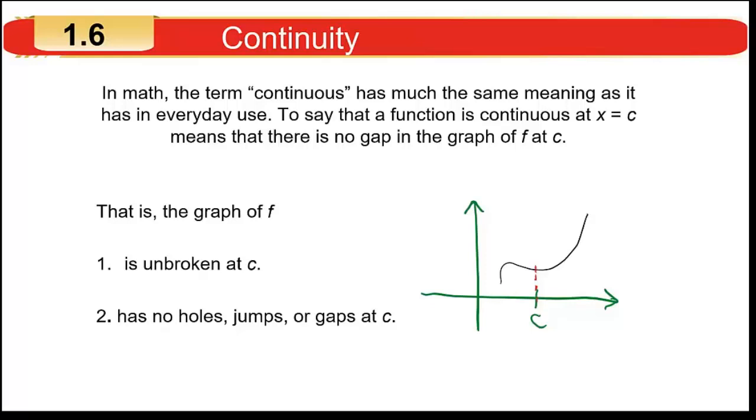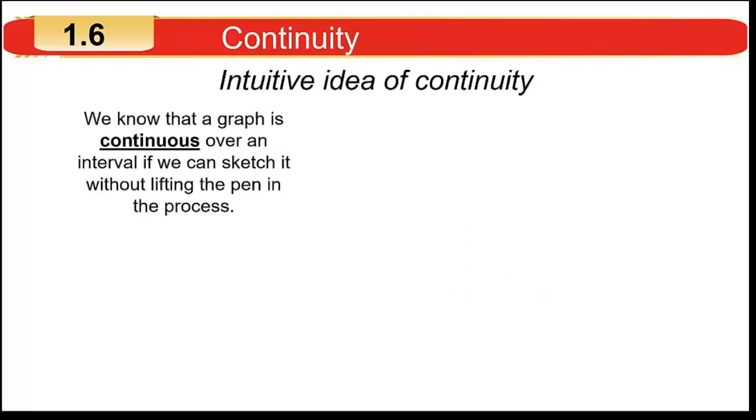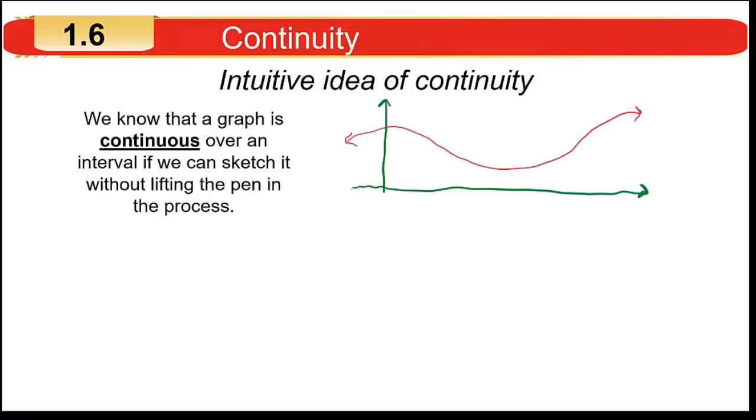The graph has to be unbroken at C, there can't be any break in it, and it can't have any type of hole, jump, or gaps. In other words, point 2 is really just a description of what unbroken means. It can't be broken at C, and those breaks can be caused by holes or jumps or gaps at C. So intuitively, we would say that a graph is continuous if we can sketch it over an interval without lifting the pen in the process of doing that.